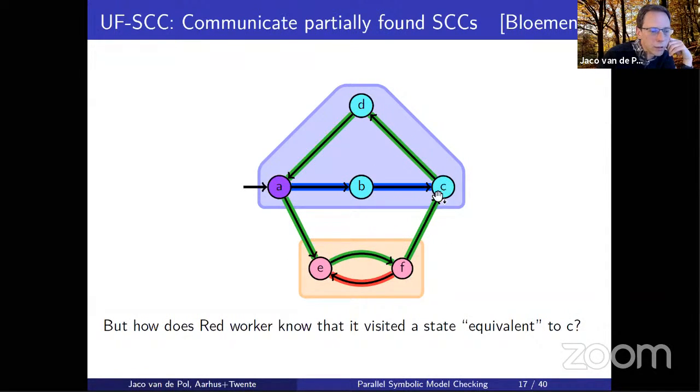How do we know, if we see the C, that we are in the same component as the A where we started? And for this, we extended the unified structure.